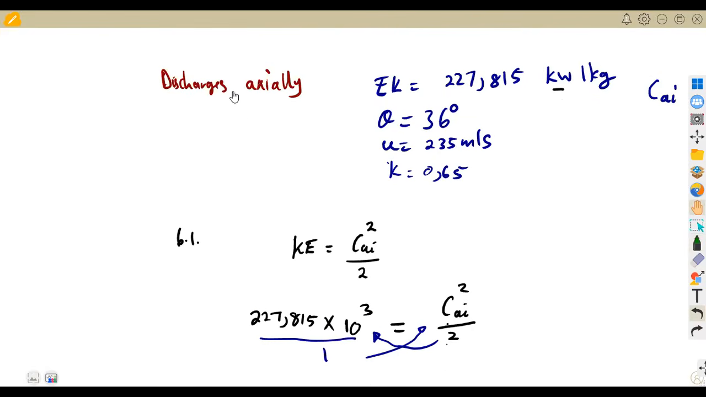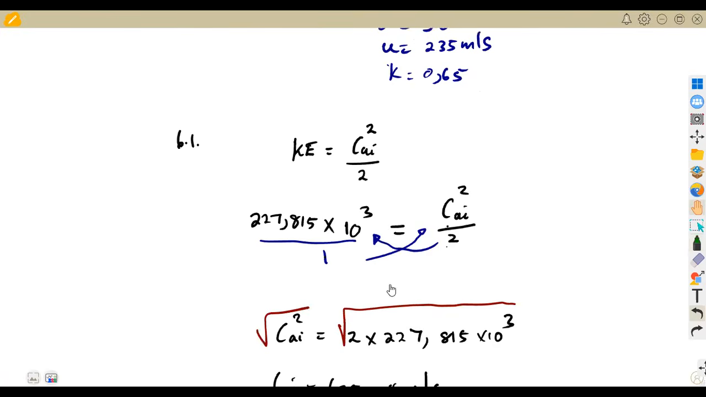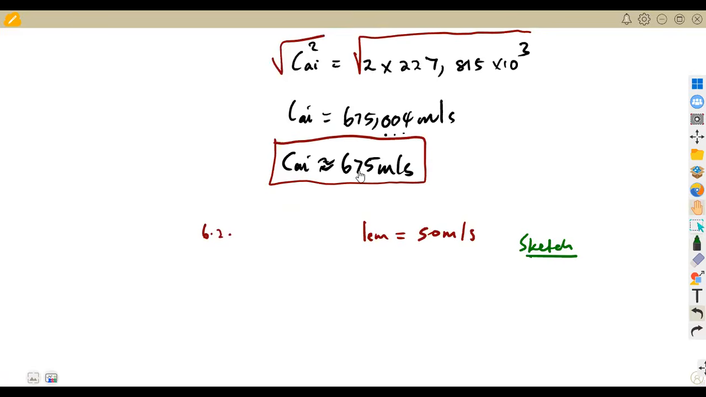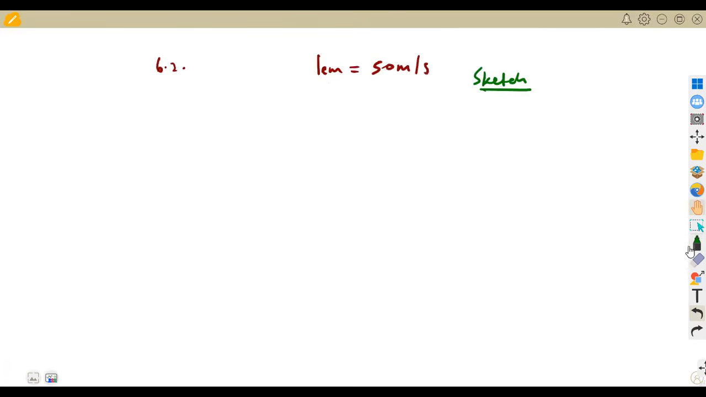When it is discharging axially, the exit absolute velocity is going to be taken at 90 degrees. Always it is going to be taken at 90 degrees. Meaning to say, on the exit here, we are going to have this at 90 degrees. That is the whole consideration that is important when it discharges axially. The exit absolute velocity is taken at 90 degrees from this point.